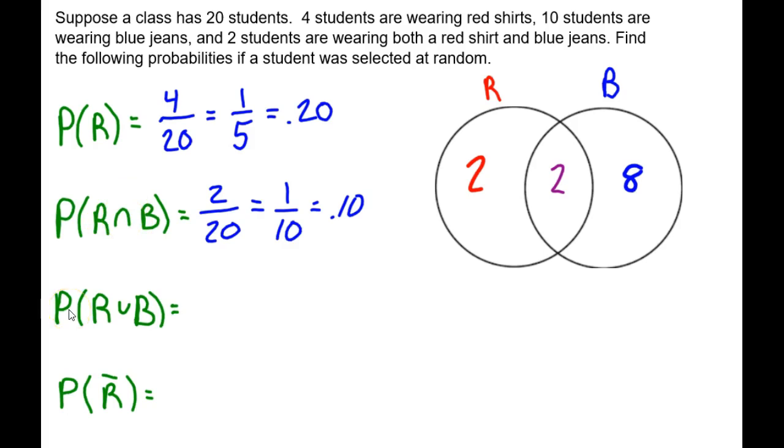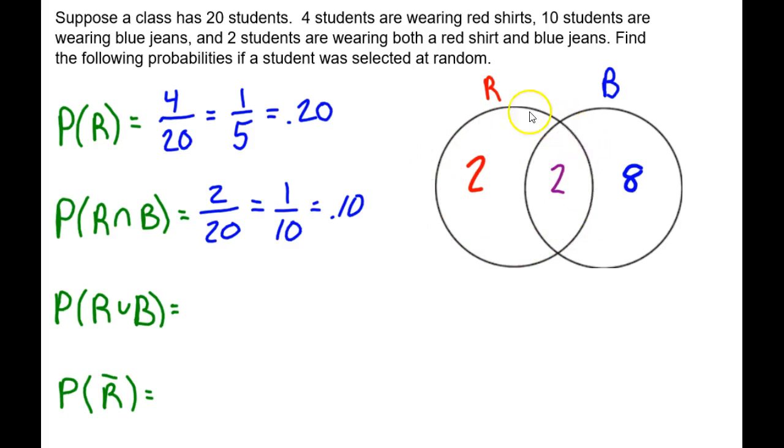Next, we want to find the probability of randomly selecting a student that has on a red shirt or blue jeans. This probability is going to be a little more difficult to calculate. Okay, so now we're going to use the Venn diagram. In the middle, we have 2 in the intersection because we were told there's 2 students that are wearing both a red shirt and blue jeans. So you know in the middle, that overlap has to have a value of 2 students.